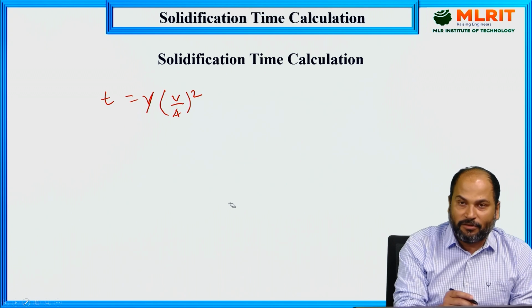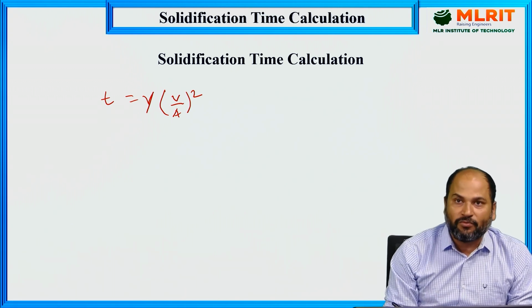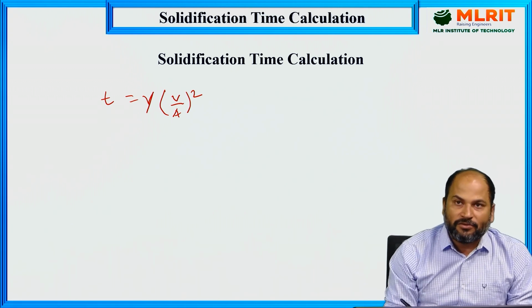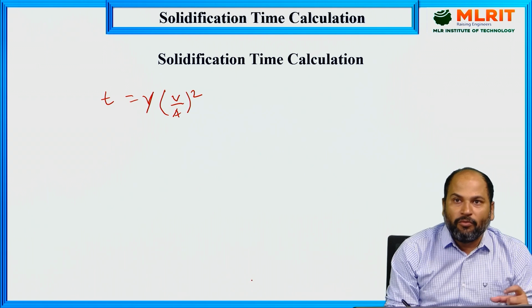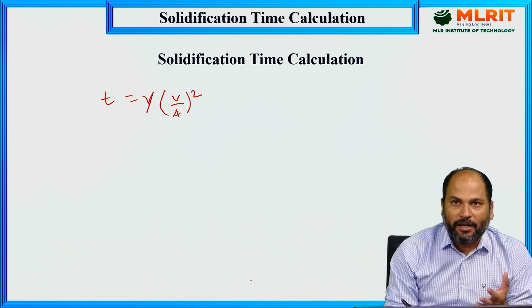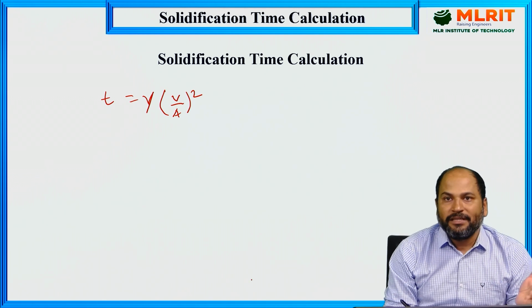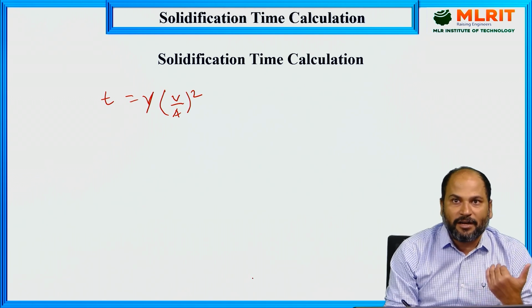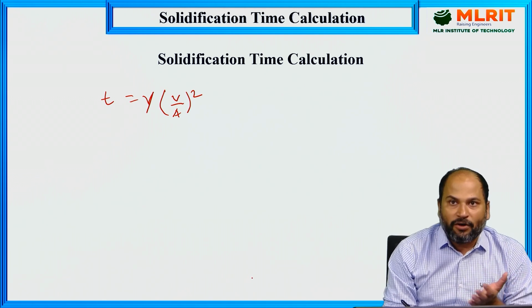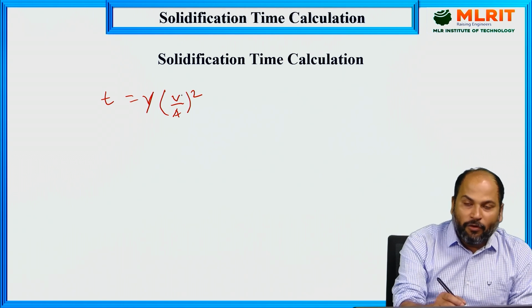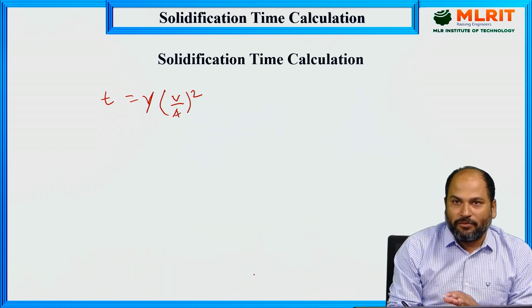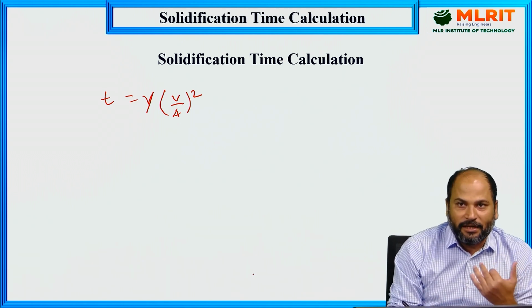So this solidification time is given as T is equal to this solidification constant gamma into the volume of the metal which we are pouring, and the surface area, the area through which heat is dissipating, meaning heat is coming out from the area or the mold. So this is the volume upon surface area. This is also known as modulus. We'll see it in later classes.